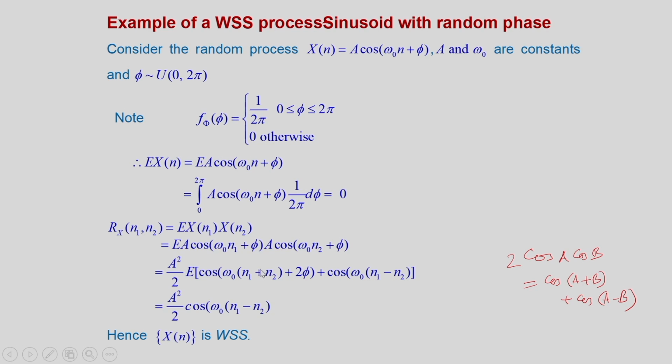Now, this part is a cosine function. If we integrate over 0 to 2 pi, you will get 0. So, the expectation of this part is 0, and the other part does not involve phi, so it is a constant. Therefore, what we get is A square by 2 into cos(omega naught (n1 minus n2)). So, we have seen that this autocorrelation function is a function of the time lag n2 minus n1, and its mean is constant. Therefore, xn is a WSS process.